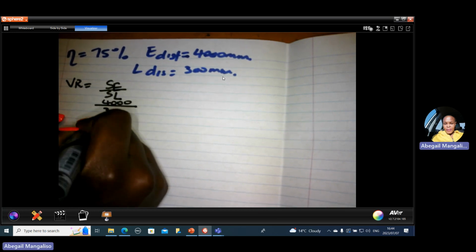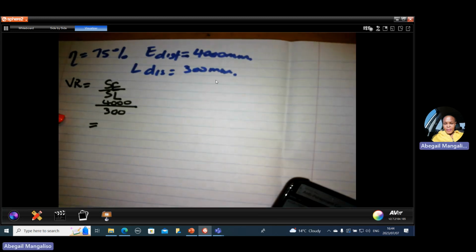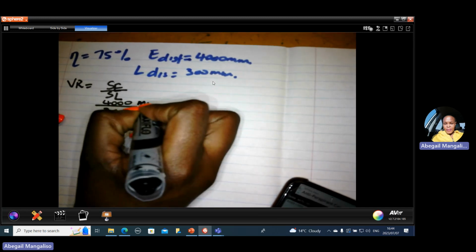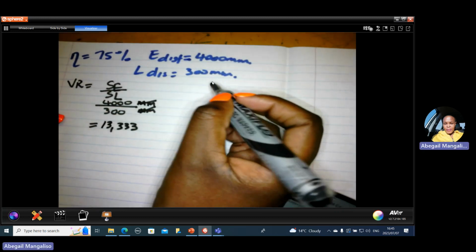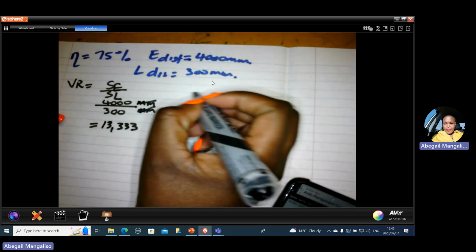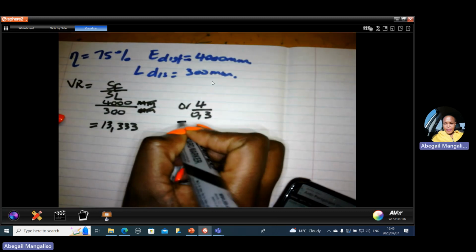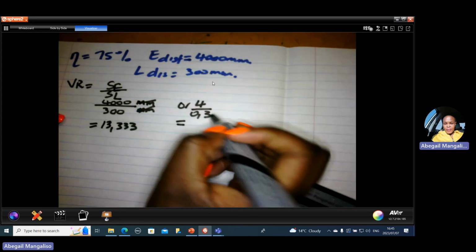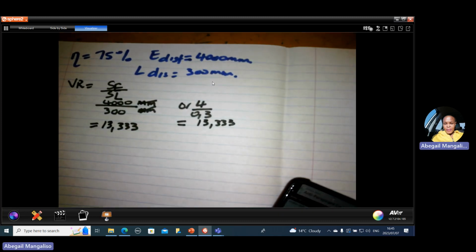300. You use your calculator to get what is 4,000 divided by 300. This is 13.333. It has no units because millimeter will cancel out millimeter. Also, if you convert this to meters, this will divide by 1,000. So it will be 4 divided by 0.3 if you change both to the same units. So 4 divided by 0.3 will be 13.333. So for as long as they are both of the same units, you still get the same answer.